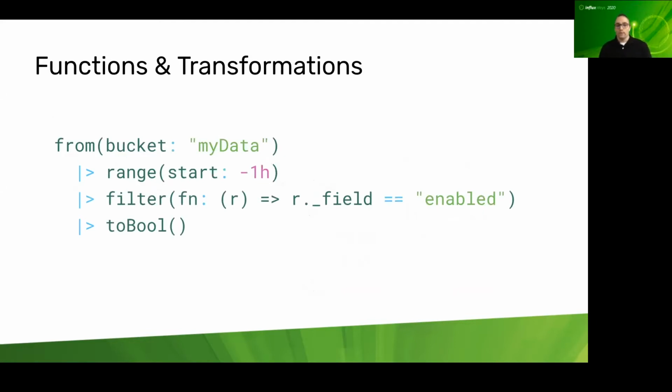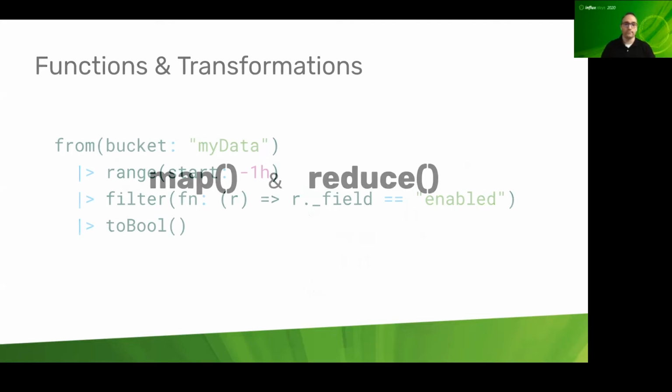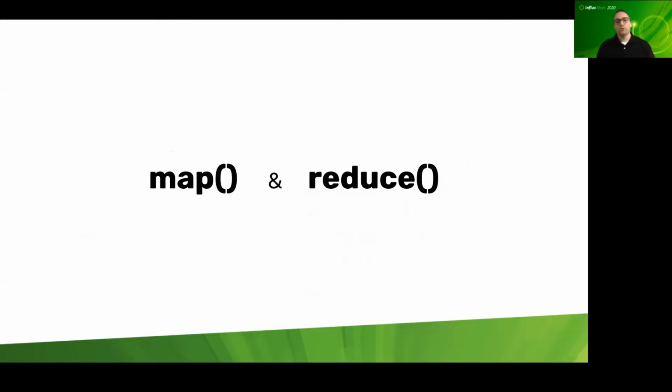In an actual query, it would look like this. I would have my basic query of a from, range, and filter, and then I would use my toBool transformation to convert all of my values to Boolean values. So again, the two transformations that we're really going to focus on today are map and reduce, and these are both really similar, but very different in important ways. What they have in common is that they are both row iterators, meaning as you input tables into them, they will iterate over each row, modify them in some way, and then move on.